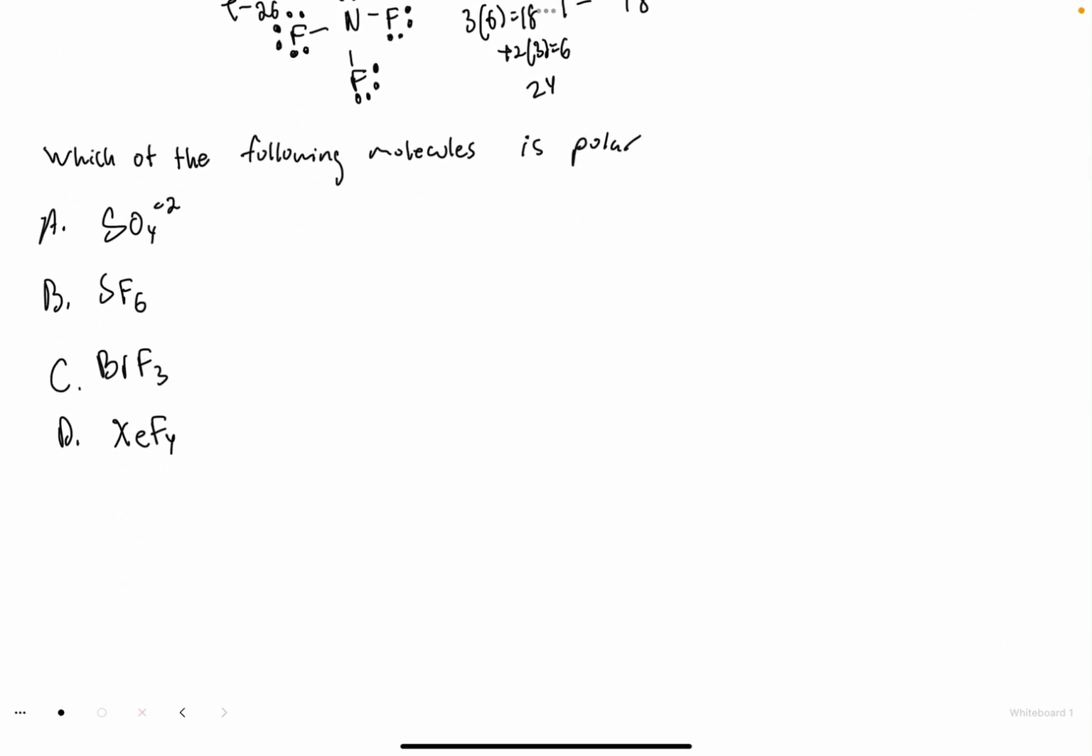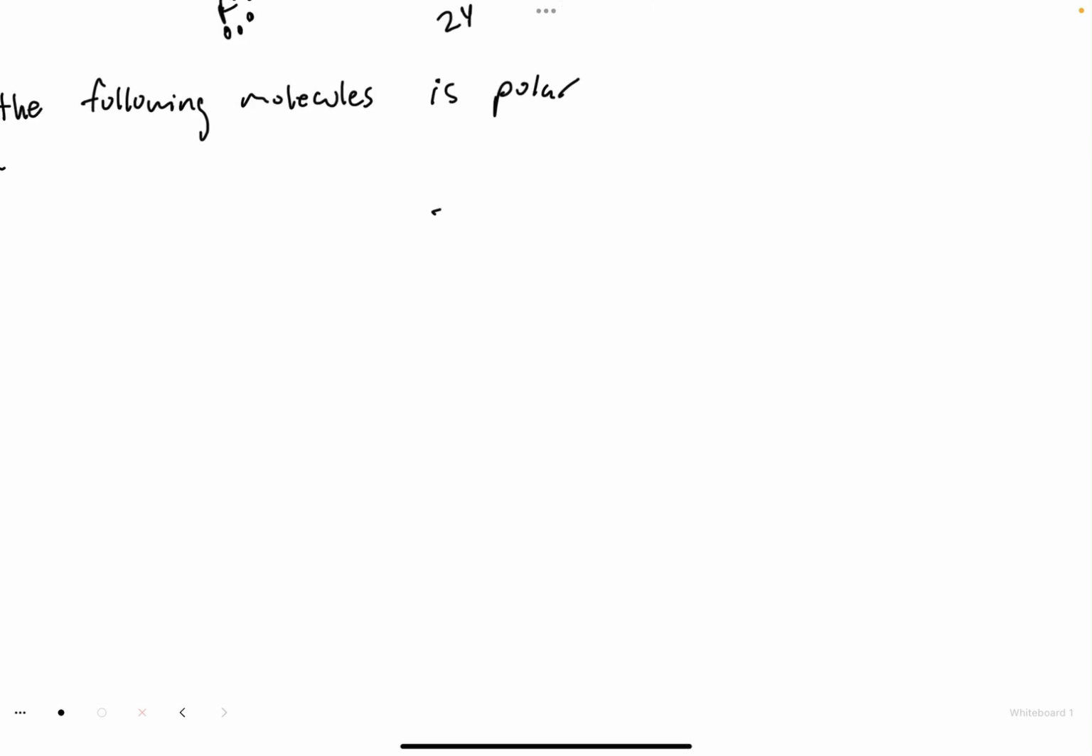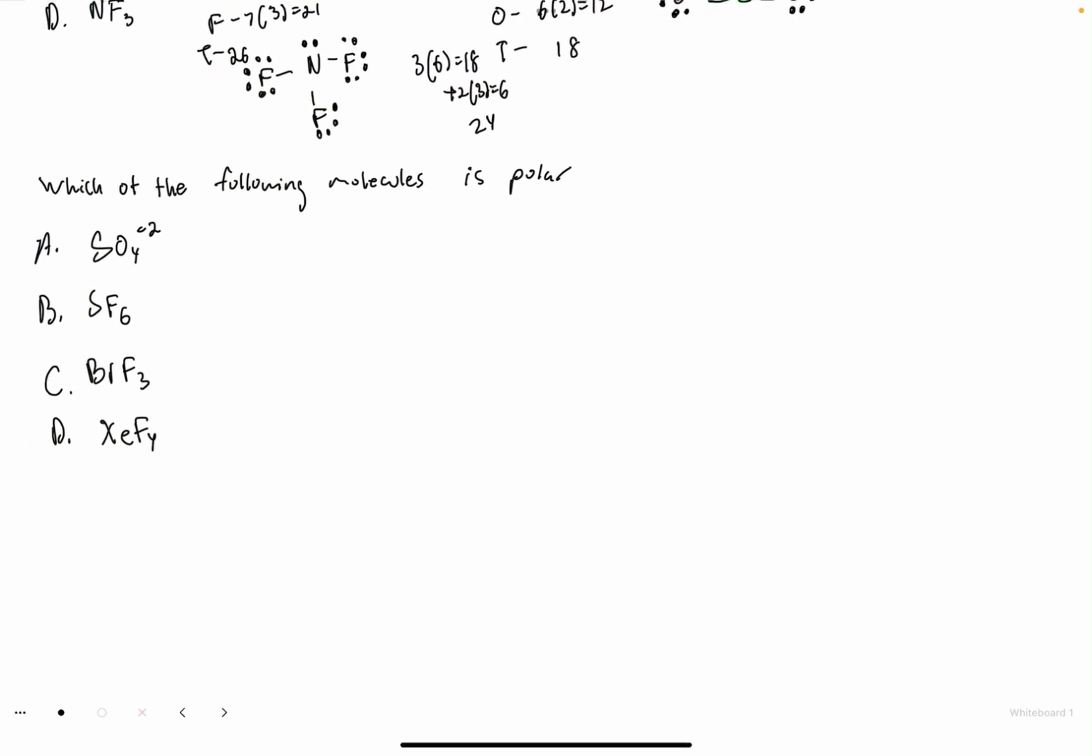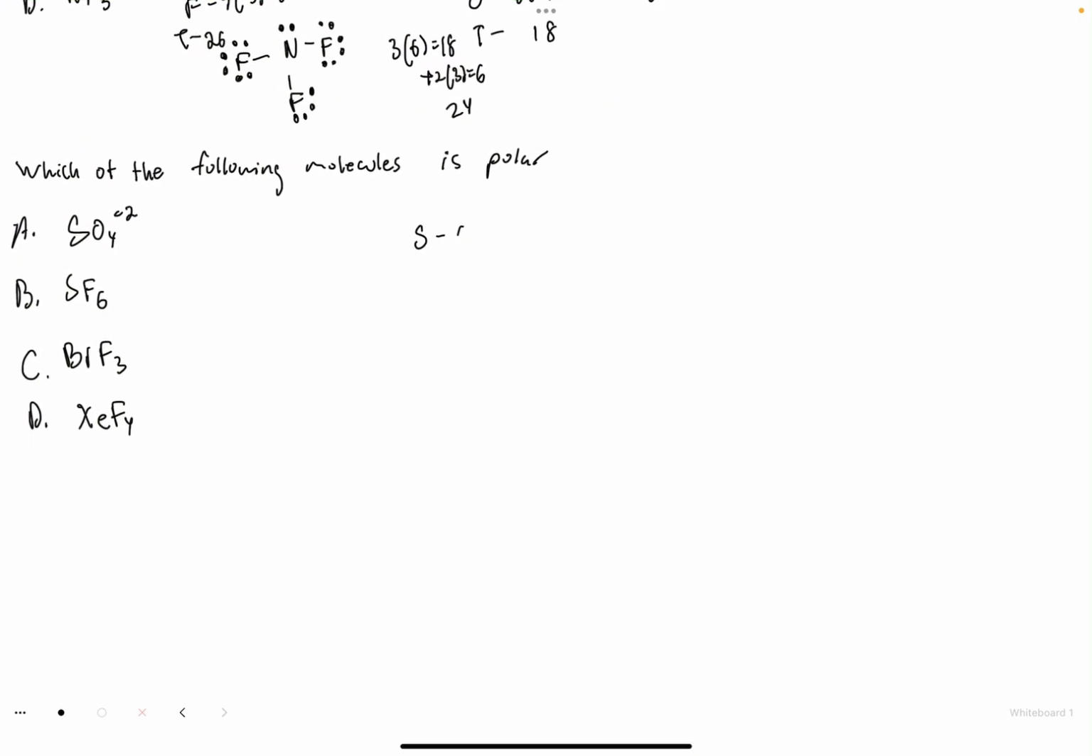So try this question on your own. See if you can get it. So number 1, SO4. So we have sulfur, which is 6 valence. Oxygen is 6 valence multiplied by 4, 24 total. That would be 30, plus 2, so that's 32.